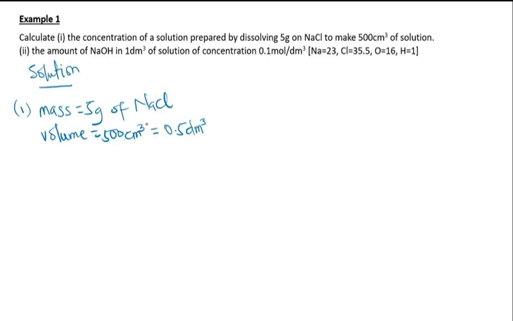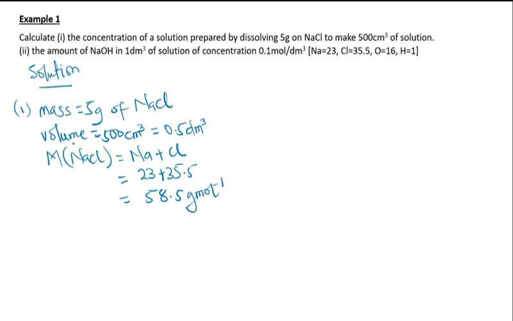Alright, so we need the molar mass of the sodium chloride that we have. So the molar mass of sodium chloride is sodium plus chlorine, which is 23 plus 35.5, and this is equivalent to 58.5 gram per mole.